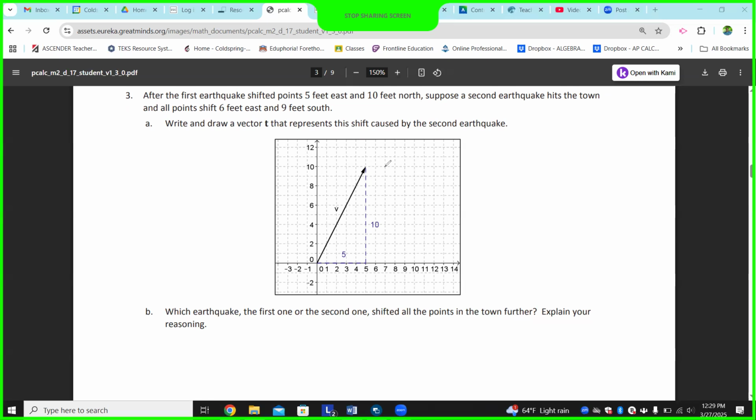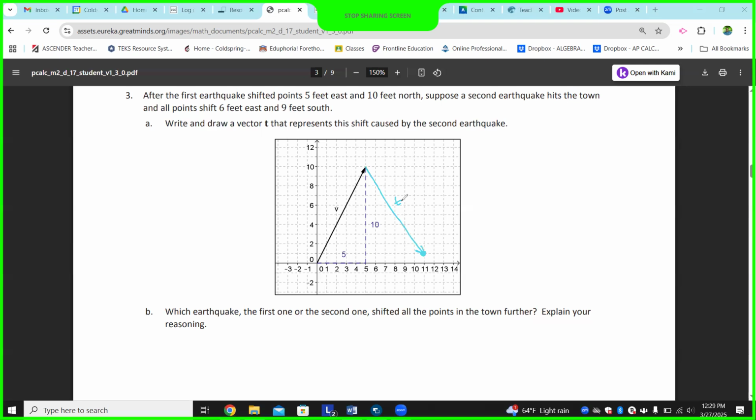Okay, so from here I'm going to go by ones: 1, 2, 3, 4, 5, 6. And then down. Why would I go down? South, right? Very good. So that'd be here. Again, I start from the tip. This is where the tail of my new vector is, and then the tip ends here. They want us to call this T. Any questions on how I just drew T? So again, the big thing to remember: start from the tip when you are adding a vector to it.